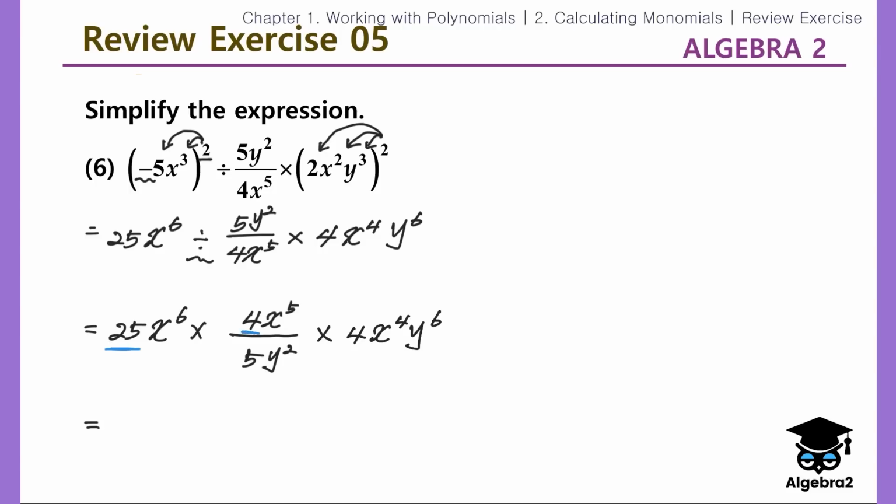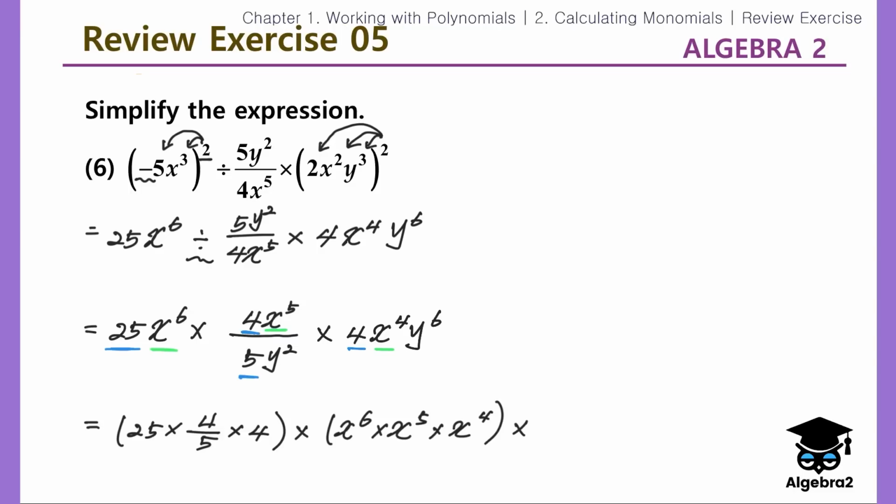We have 25, 4 over 5, and 4. Variable x: x to the 6, x to the 5, x to the 4, so times x to the 6, x to the 5, x to the 4. For y, we have 1 over y squared, y to the 6. So 1 over y squared times y to the 6. So that is equal to 5 times 1, 5 times 5.